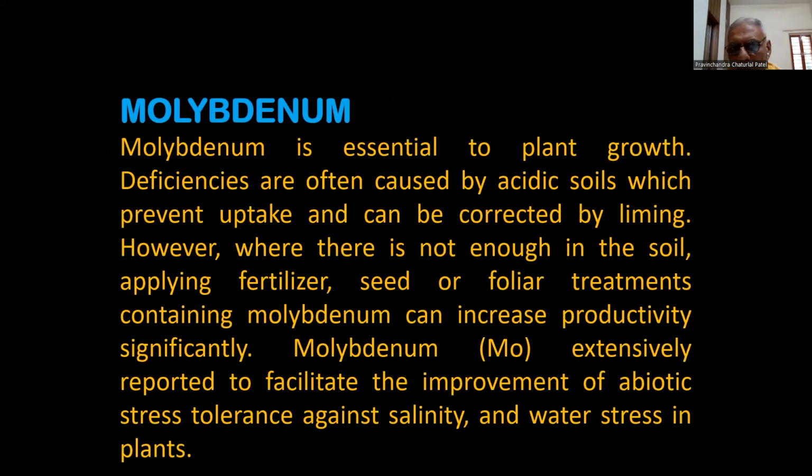Molybdenum is essential to plant growth. Deficiencies are often caused by acidic soil, which prevents uptake and can be corrected by liming. However, where there is not enough in the soil, applying fertilizer, seed or foliar treatment containing molybdenum can increase productivity significantly. Molybdenum is extensively reported to facilitate the improvement of abiotic stress tolerance against salinity and water stress in plants.